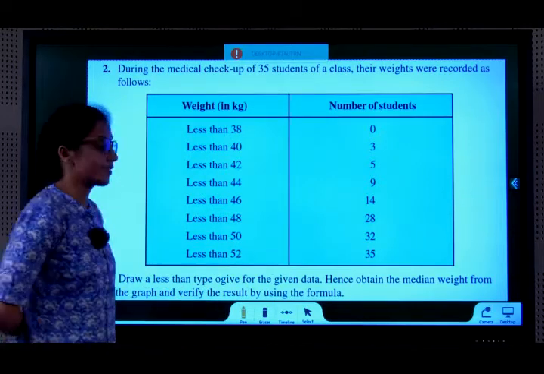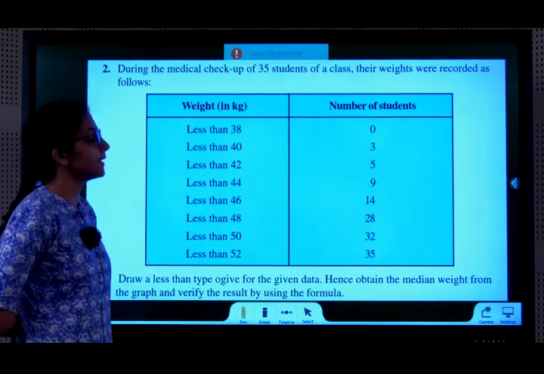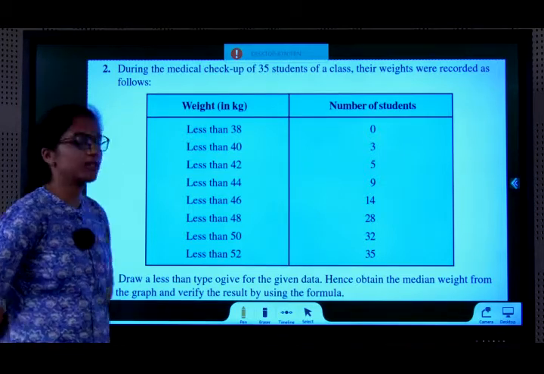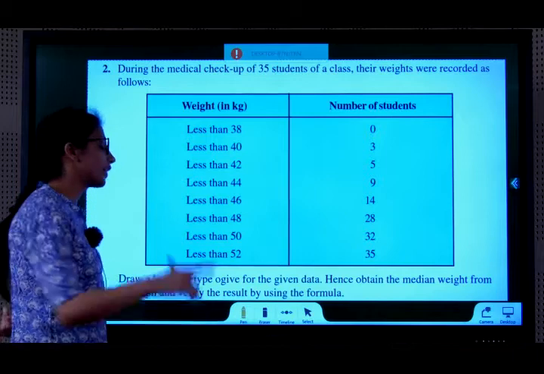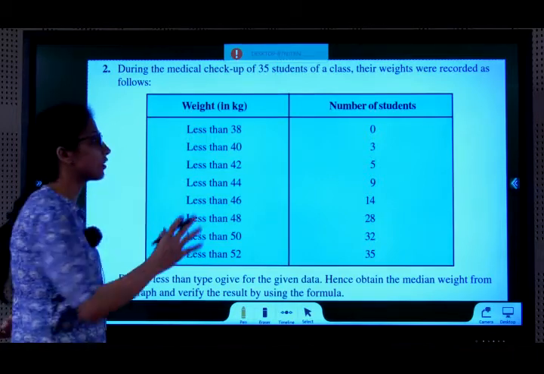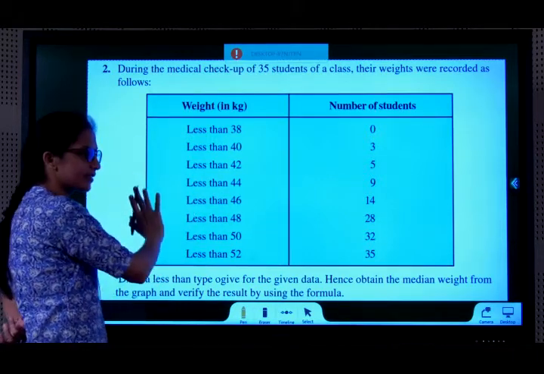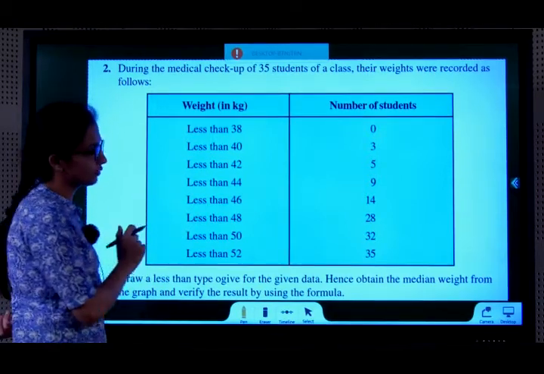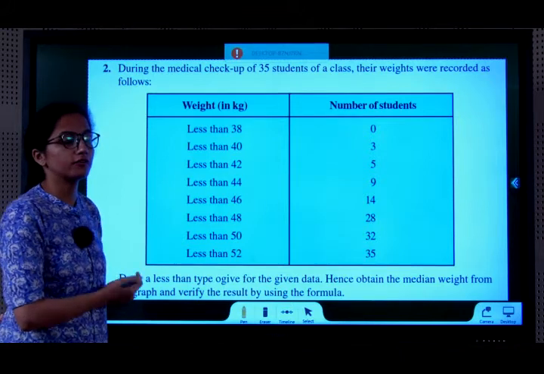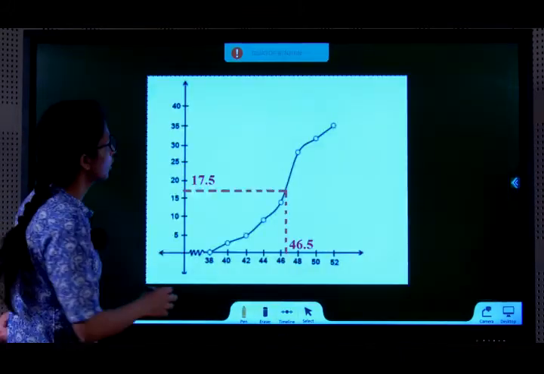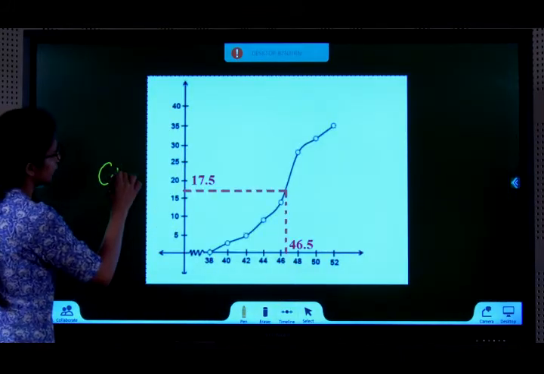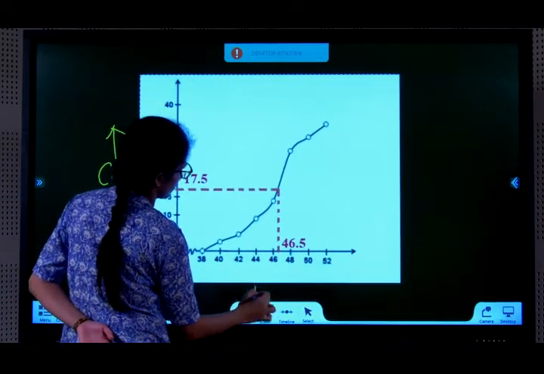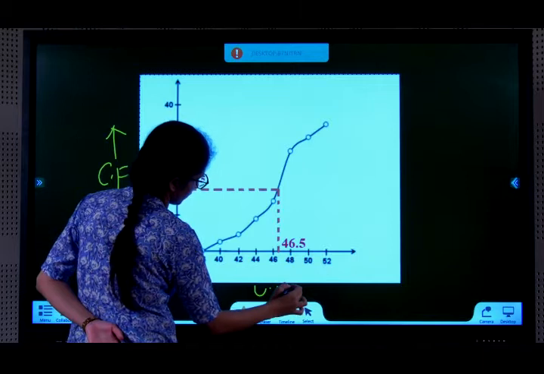But the second part of the question: hence obtain the median weight from the graph and verify the result by using the formula. So you have to convert this less than to classes, get the frequency and use the formula. First we will do the graph and then we'll go in for the formula technique. While plotting the graph, we took cumulative frequency here and the upper class limits here. It was already given in the question.